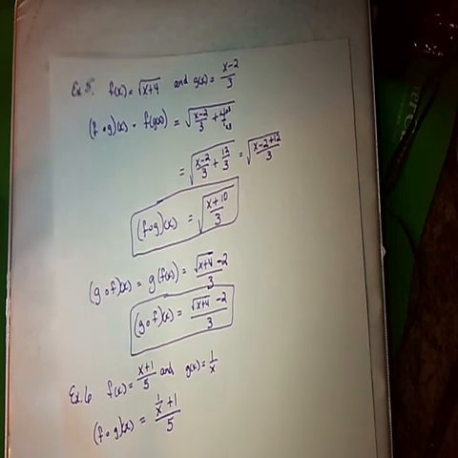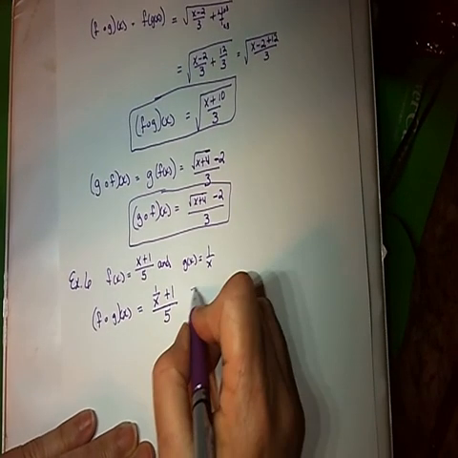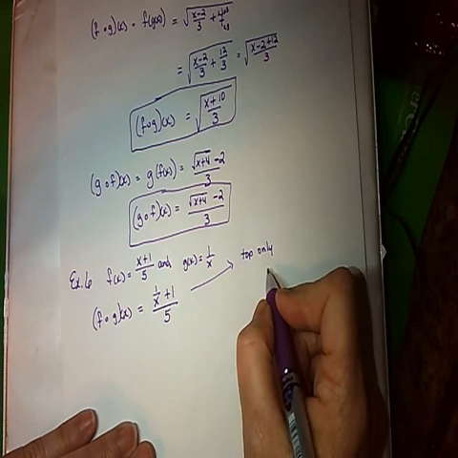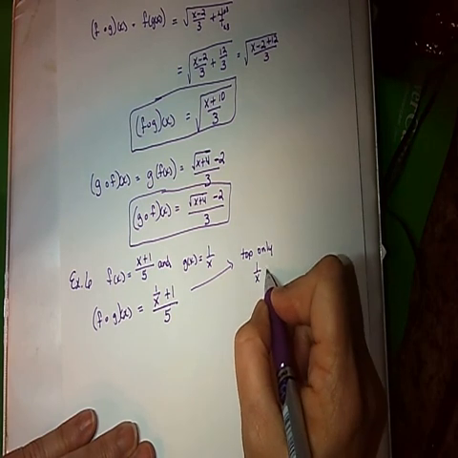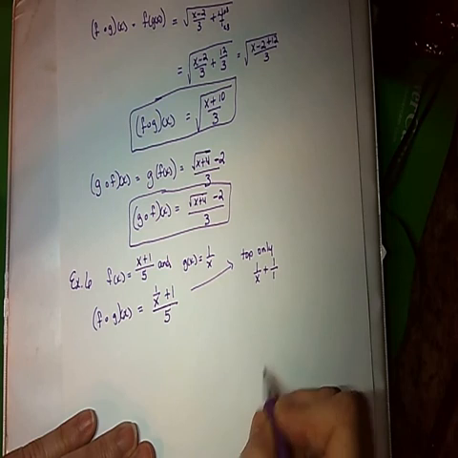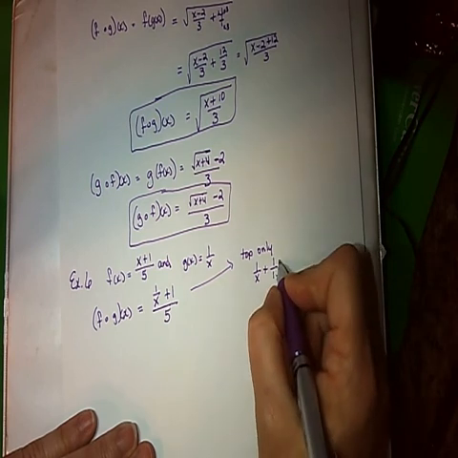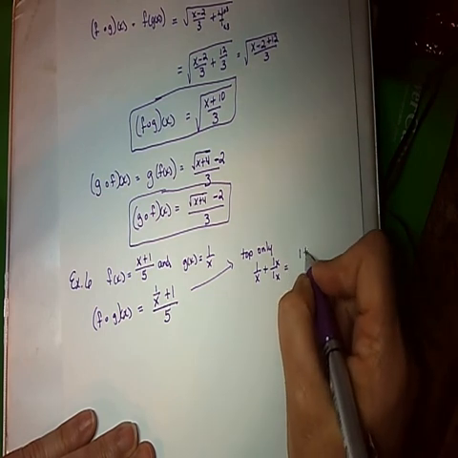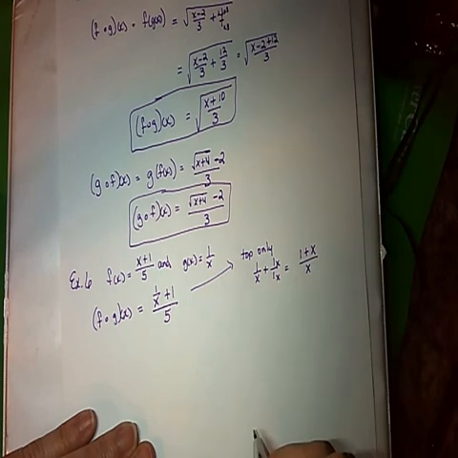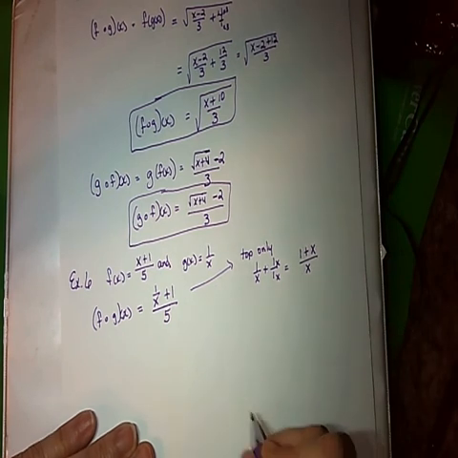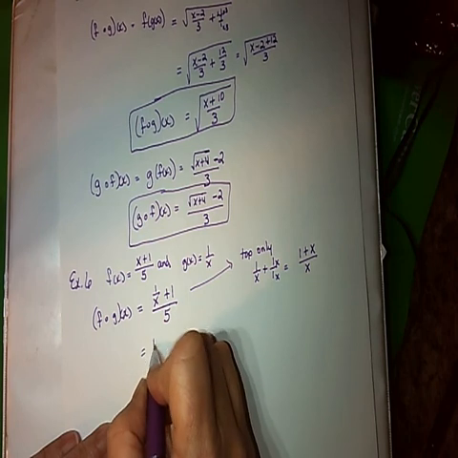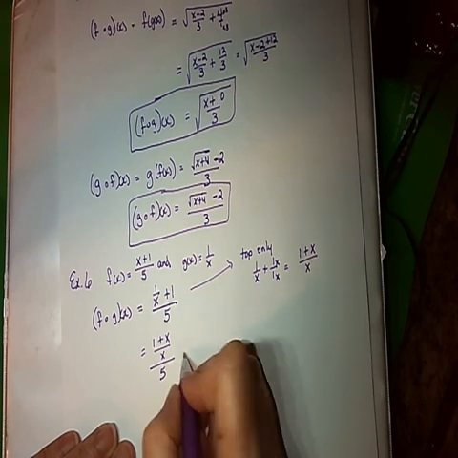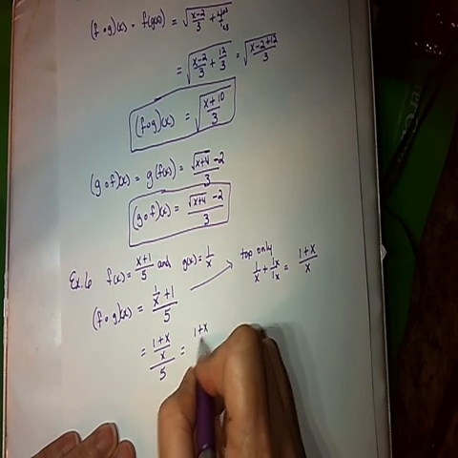And I want to look at just the top only for right now, because I got to write that as one fraction. So 1 over x plus 1, so I put it over 1. My common denominator is going to be 1x, so multiply that side by x. So I end up with (1 plus x) all over x. So then I can have now (1 plus x) all over x over 5. That's the same thing as saying (1 plus x) over x divided by 5.